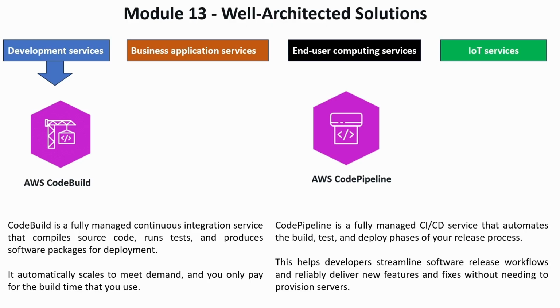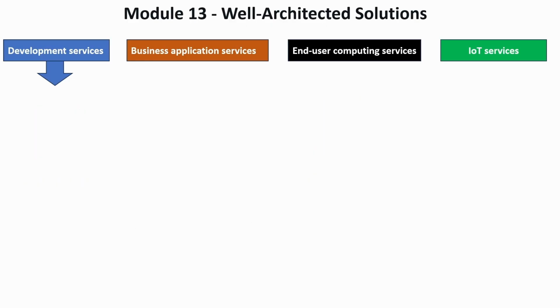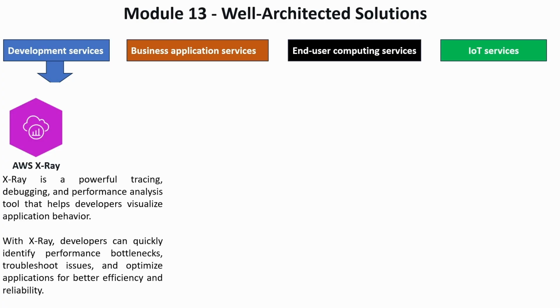But what happens when things break? That's where AWS X-Ray comes in. It's like a doctor's X-ray for your code. It shows you exactly where the bottleneck is so you can fix it before your users even notice. X-Ray is a powerful tracing, debugging, and performance analysis tool that helps developers visualize application behavior. With X-Ray, developers can quickly identify performance bottlenecks, troubleshoot issues, and optimize applications for better efficiency and reliability.